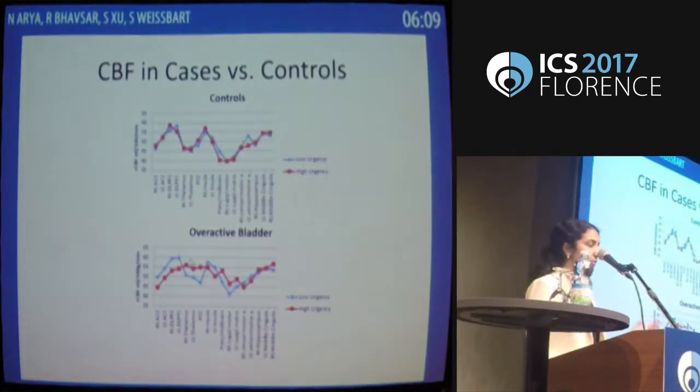This slide shows the cerebral blood flow for several regions of interest for cases and controls. Cerebral blood flow in the low urgency state is in blue. Cerebral blood flow in the high urgency state is in red. In the control group, we can see that there is no real difference in blood flow between the high and low urgency states. However, in the overactive bladder group, we can see that there's a 10 to 14% increase in cerebral blood flow from the low to high urgency states, as shown by the lines being more spread out.